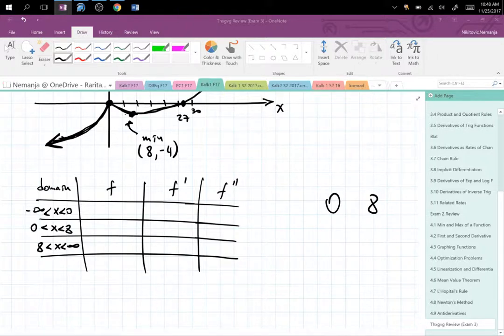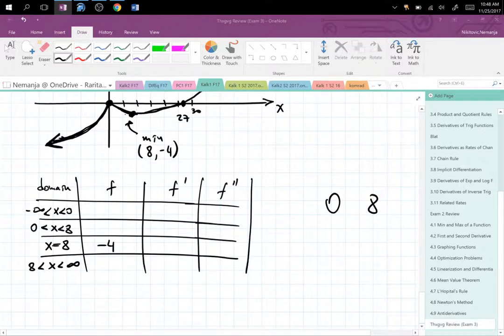Oh, I need to also plug in x equals 8 over here. That's it. x equals 8, and then 8 less than x less than infinity. There we go. So now, I tell you that when x equals 8, you have a negative 4, and in a comment section, I write it's a minimum. So this is like a comments section over here.